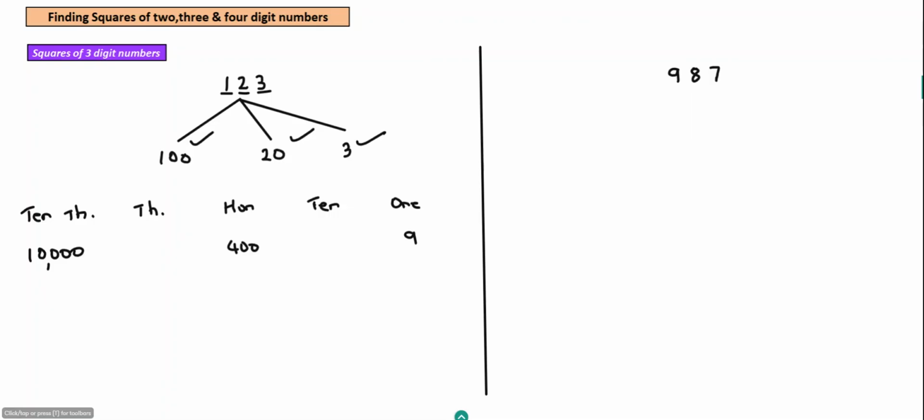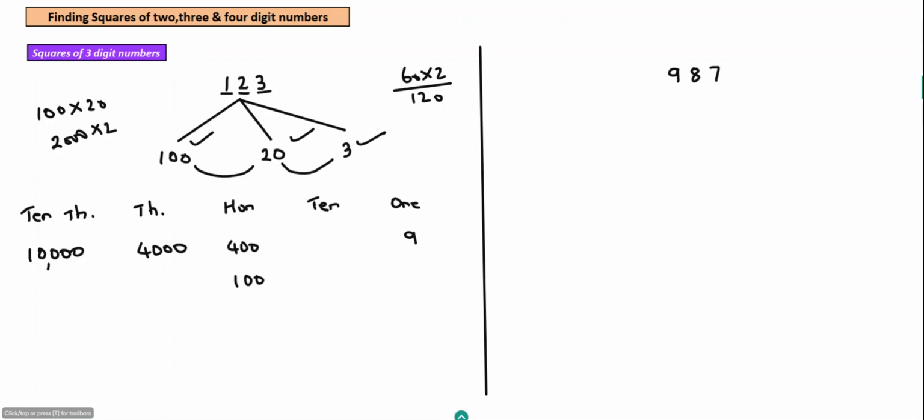And in the next step, we have to find the product of two numbers and then double it. But since here we have three numbers, we have to take two numbers at a time, find the product and double it. So first, I'm going to take 100 and 20 and find its product. That will be 2000. And then I have to double it. So that will be 4000, which I will write under the thousands column. And next, we have to take these two numbers, 20 and 3. The product of 20 and 3 is 60. And since we double it, it will be 120. And that we can write as 120.